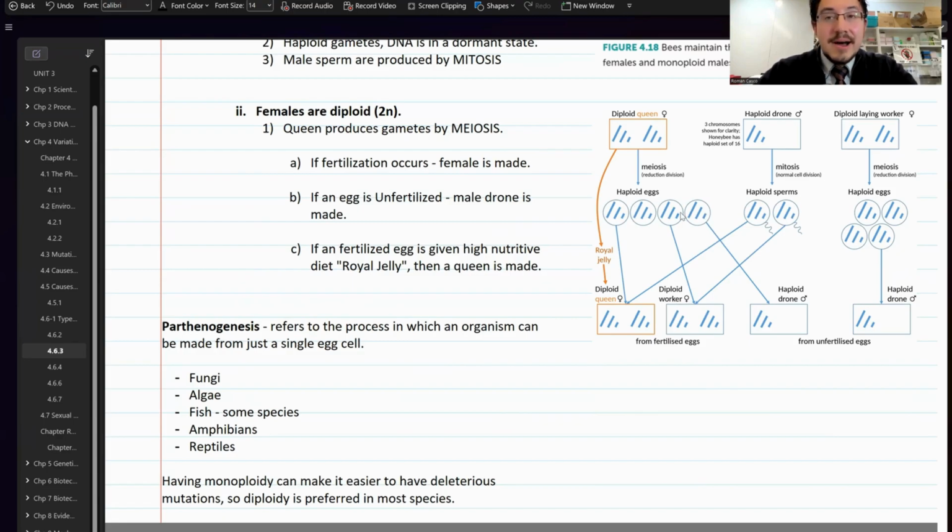Any egg that is not fertilized will automatically turn into a male bee. A male bee. And the same goes for those female diploid, egg-laying workers. They would produce haploid eggs. But given the social behavior of the drones, the males only fertilize the queen. All these will turn into male drones, basically coming from unfertilized eggs.